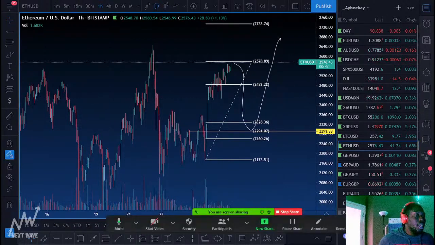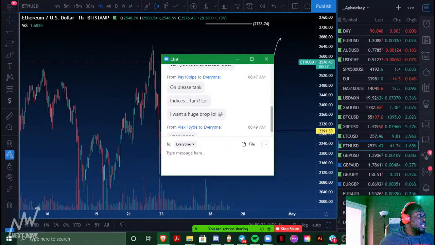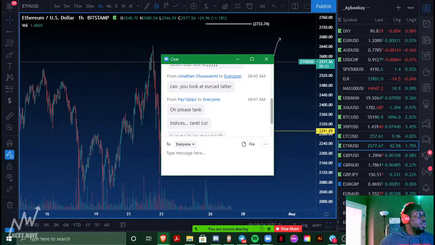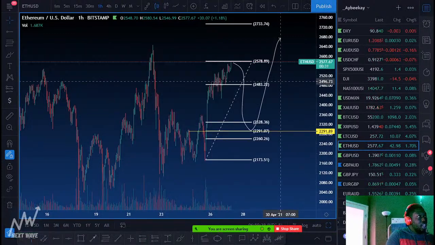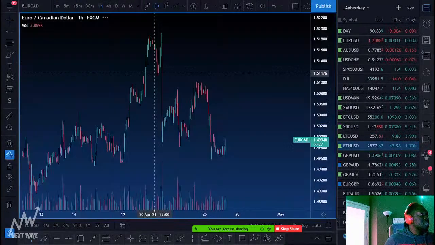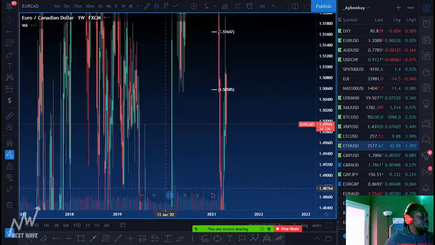I know Jonathan had asked for, oh, please tank, indices tank. I want a huge drop. Yes, I want a huge drop as well. EURCAD, let me go ahead and take a look at that. I think Ethereum is about to make a higher high. All right, EURCAD. Let me start from the weekly time frame first.